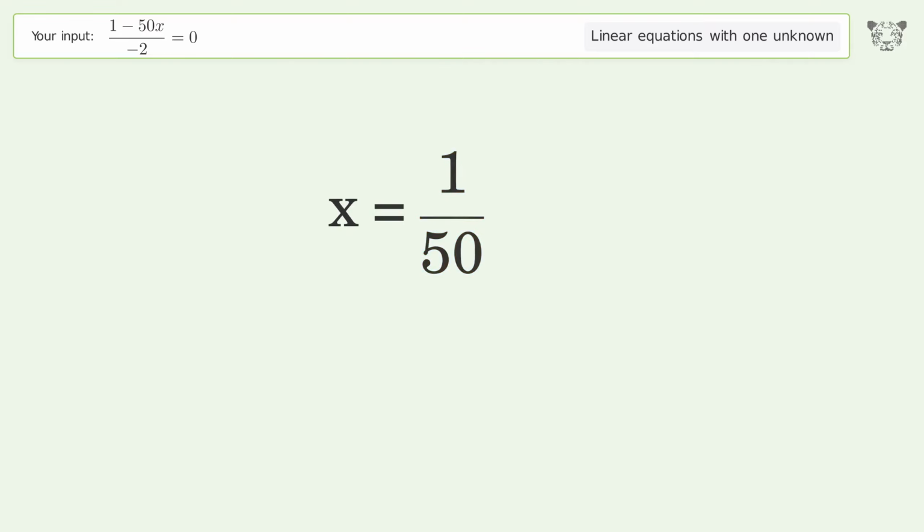And so the final result is x equals 1 over 50.